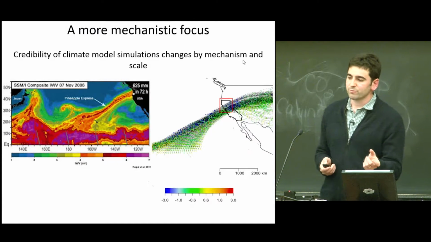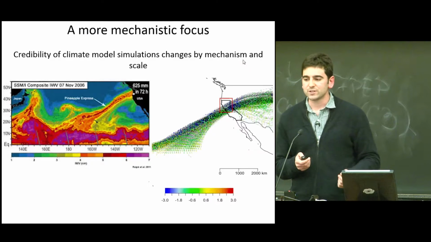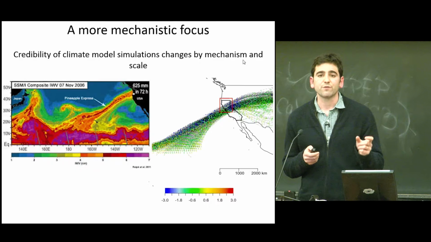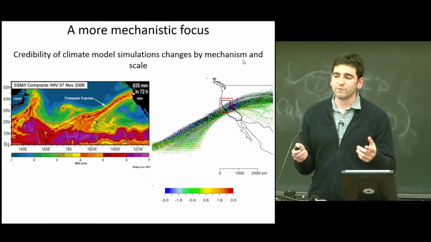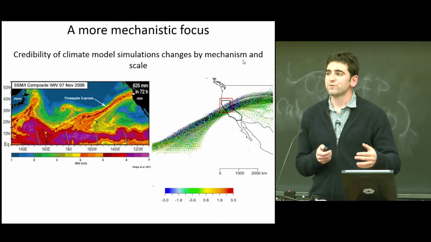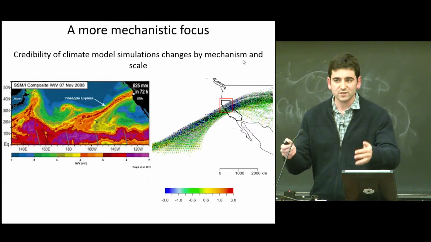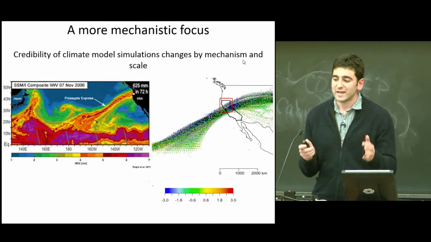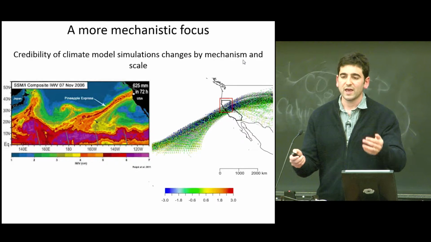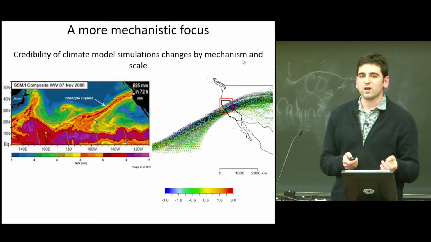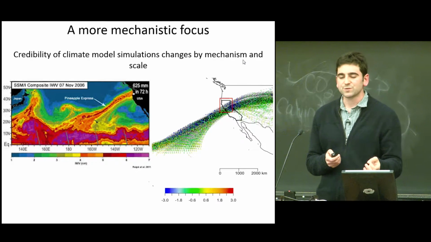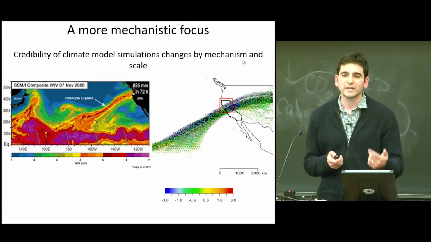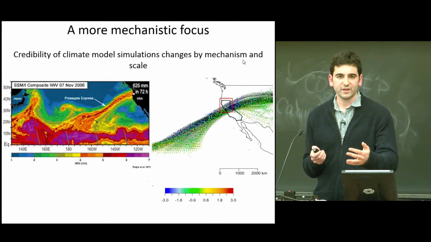In addition, one other research change that I think we need to move towards is, at least from the water system side, a more mechanistic focus. So in the past, what we've done is we've taken climate projections, the projections of precip and temperature and other hydrologic variables of interest over our region, downscaled them, and then put them into our models. And I don't feel that we've really done a thorough assessment of how credible the reproduction of the climate mechanisms are that are leading to the climate over the area.